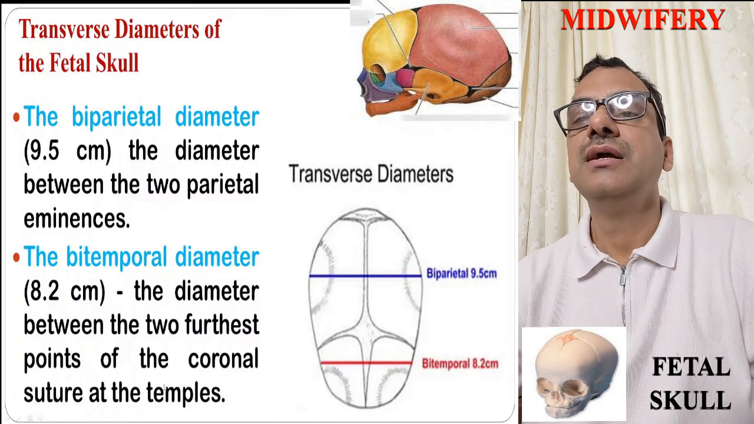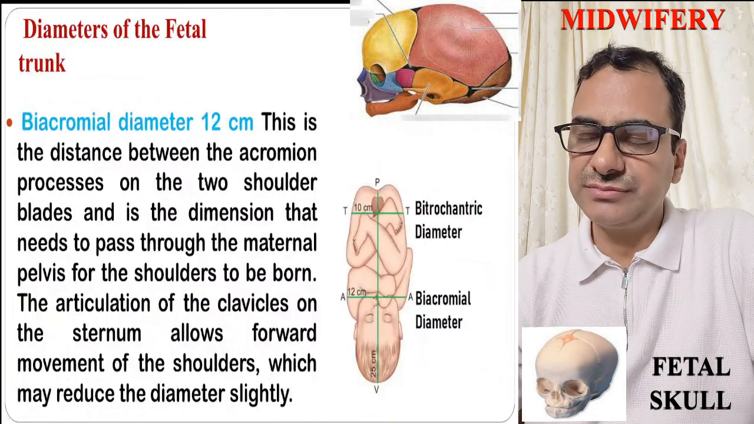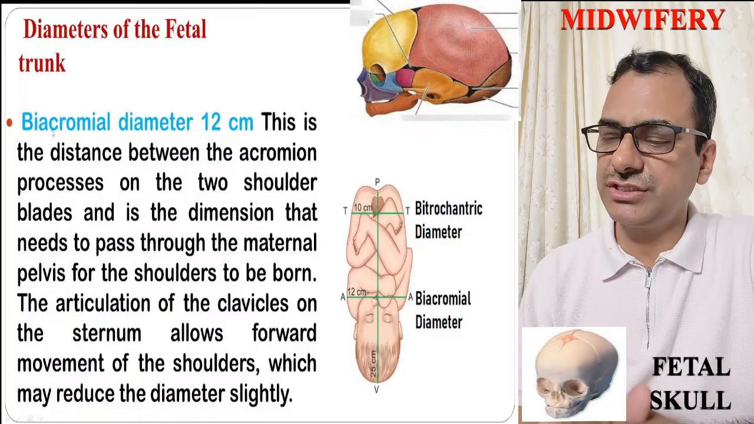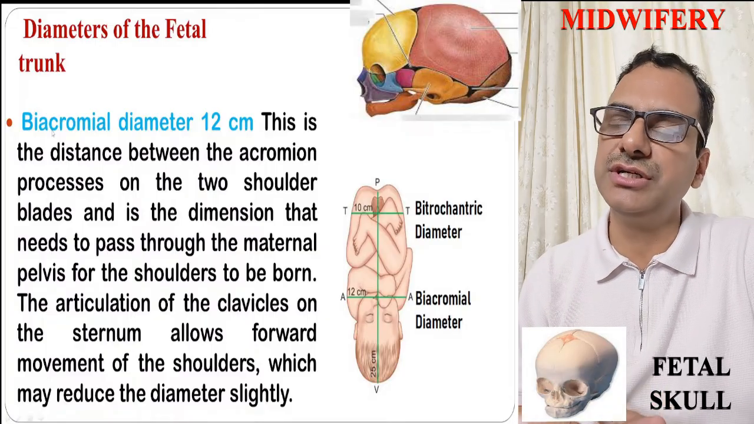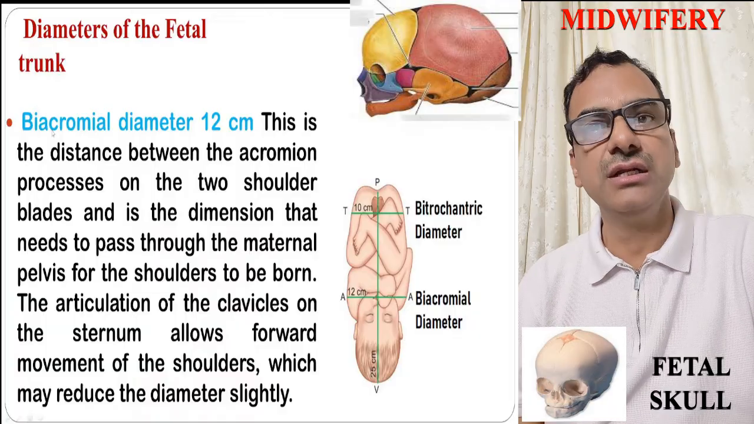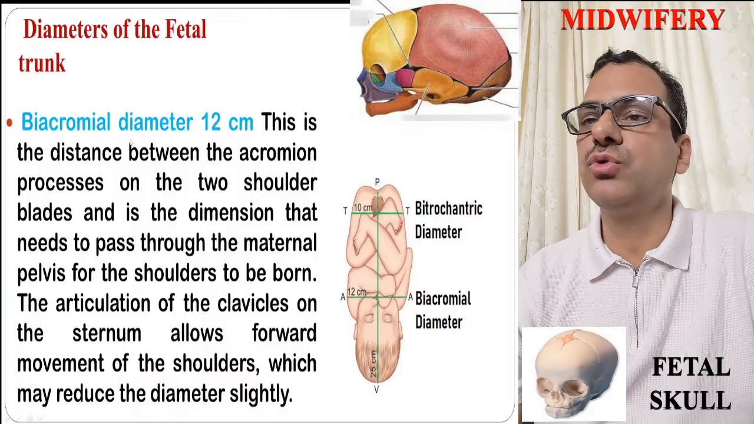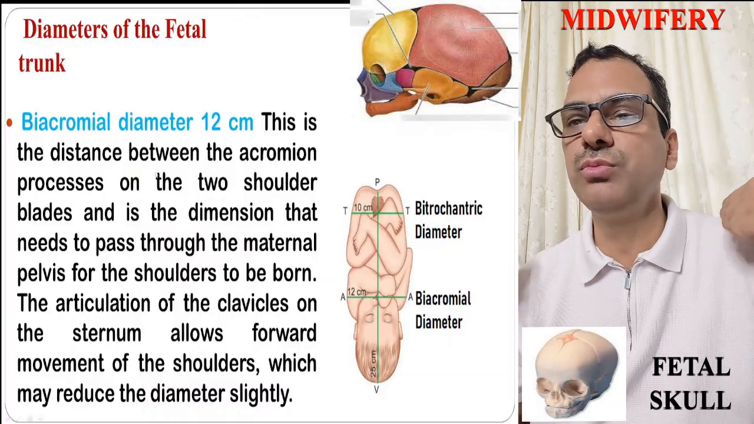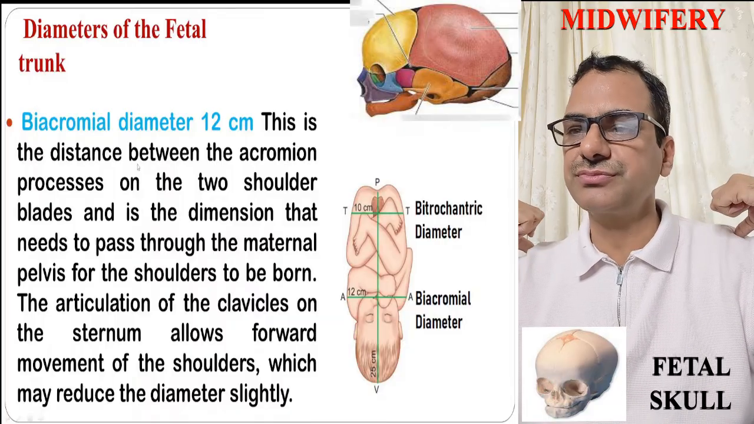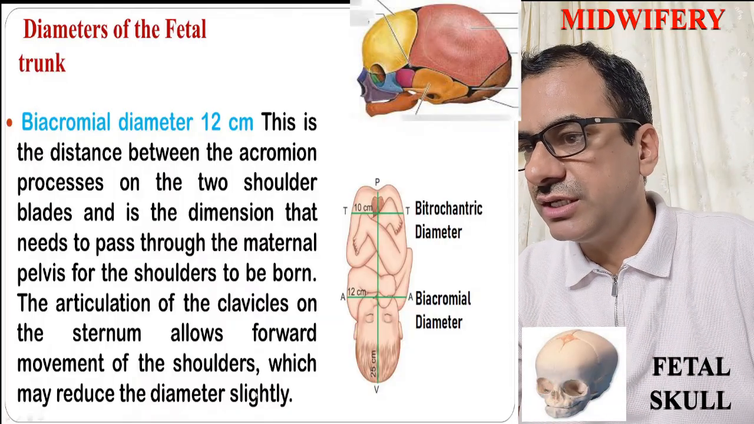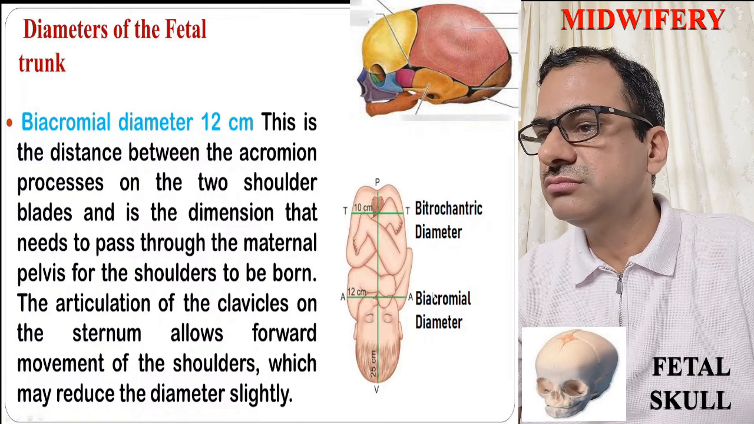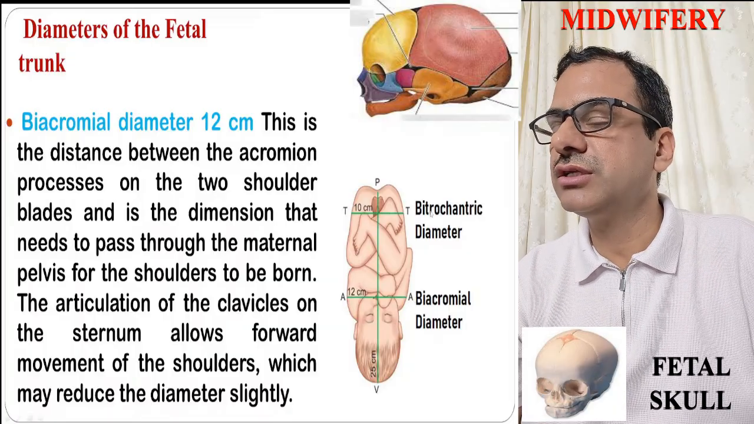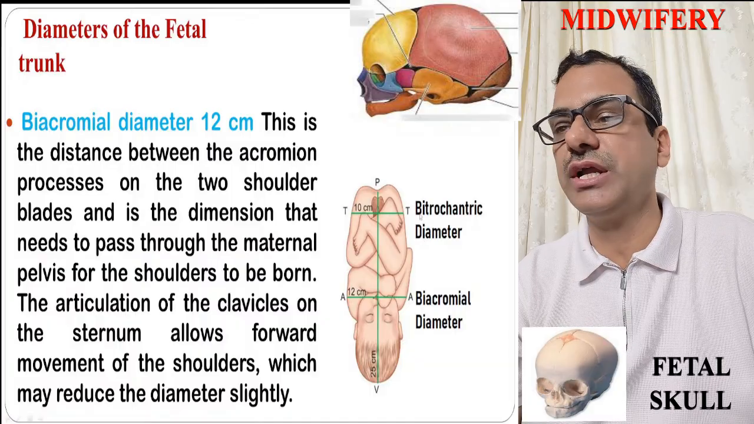Now the diameters of the fetal trunk. Actually we are discussing the fetal skull, but still in midwifery we should know 2 more diameters, the diameters of the fetal trunk. One is the biacromial diameter, which is 12 centimeters. This is the distance between the acromion processes of the shoulders. So here you can see this is the biacromial diameter, which is 12 centimeters, and then there is another diameter of the trunk, the bitrochanteric diameter.